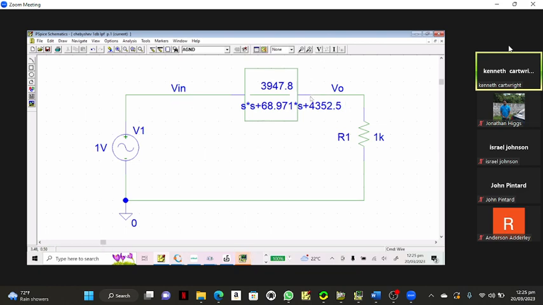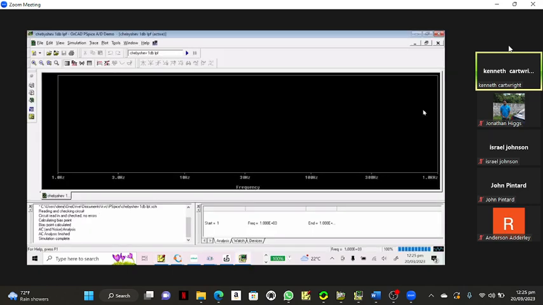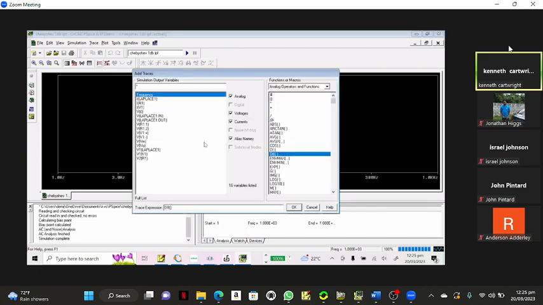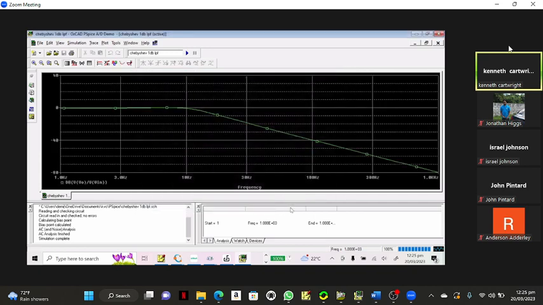We don't need DC. And now we do dB of V out divided by V in. And there it is. All right. And let's go up to just 100 hertz. So let me redo that.